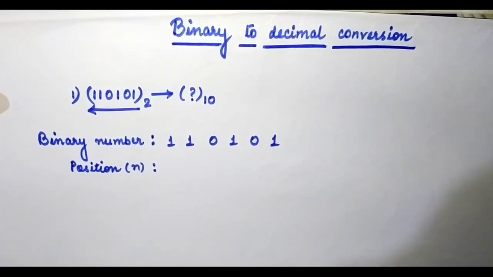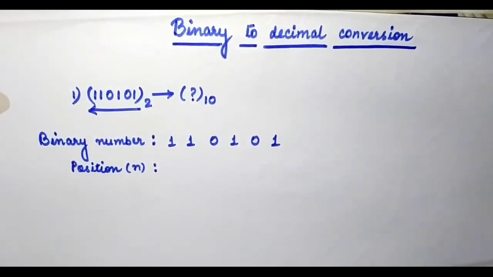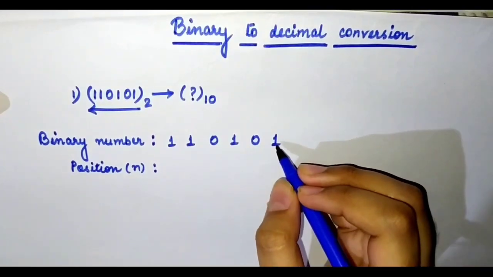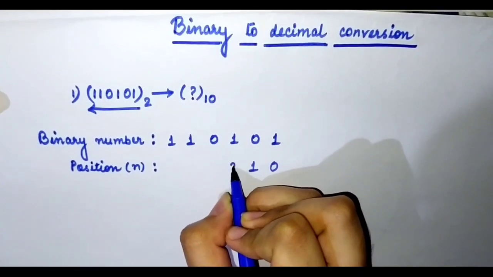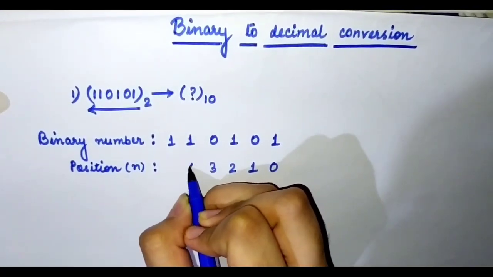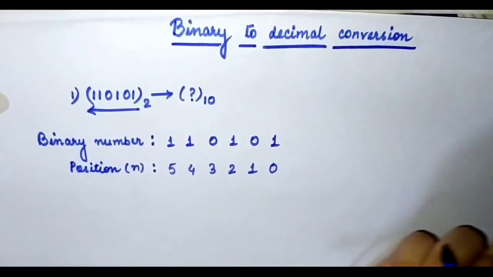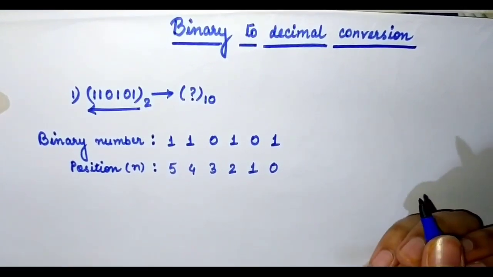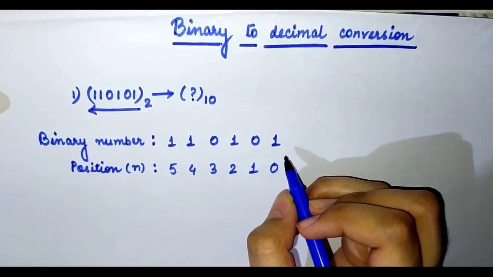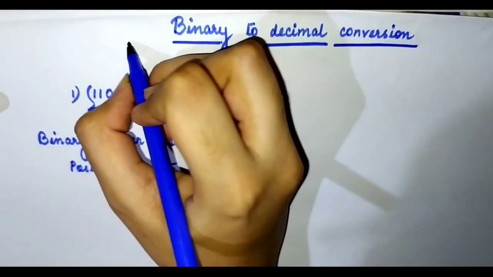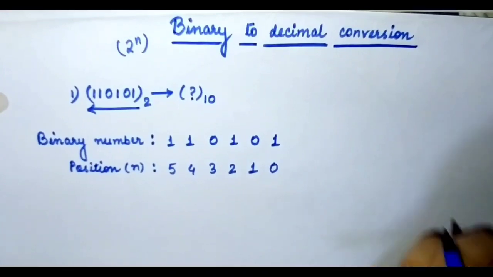As I already said that the positioning starts from 0 and moves on from right to left for any integer type binary number. Therefore, the position of this bit is 0, of this bit is 1, 2, 3, 4 and 5. Now, each and every bit of a binary number carries certain position weight, and that is given by 2 to the power n. Right?